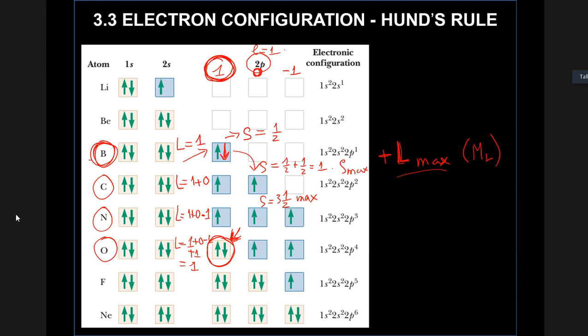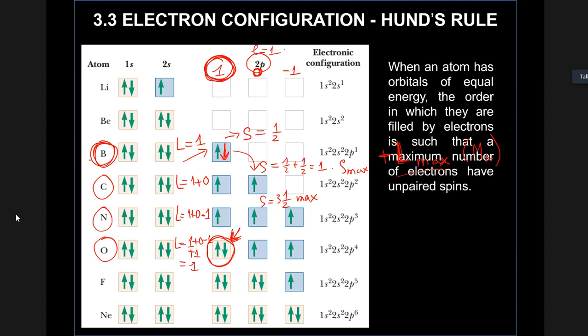So it is the configuration that obeys Hund's rule of an atom or natural atom. Yes, something you need to remember about this.